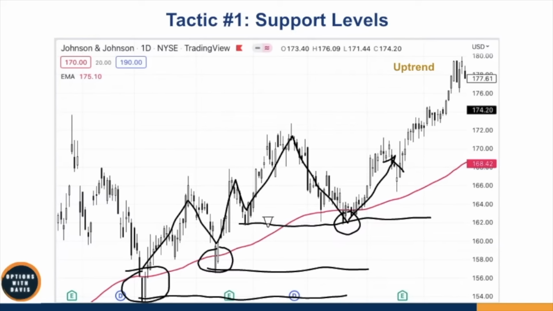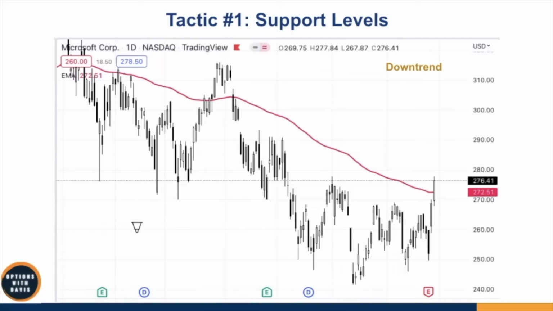Especially if you use this in conjunction with the support levels of the previous lows, you can see that this can be a very good place for us to identify strong places where the market will bounce back up. So this is in an uptrend. Now what about for a downtrend? Can you identify the support levels?